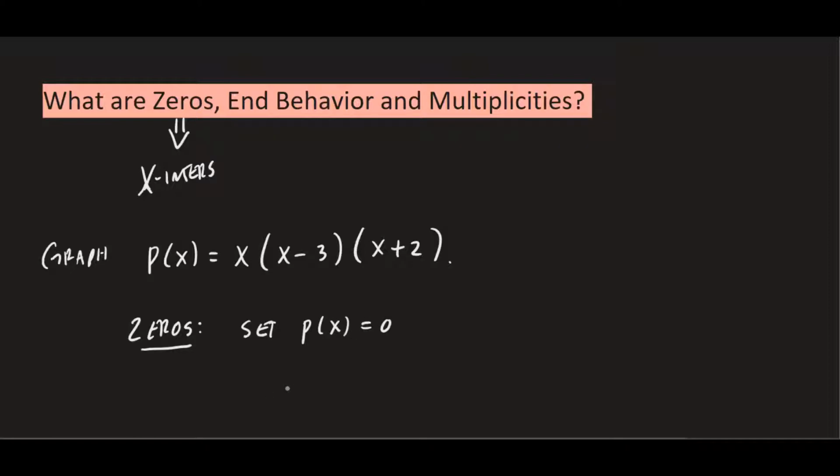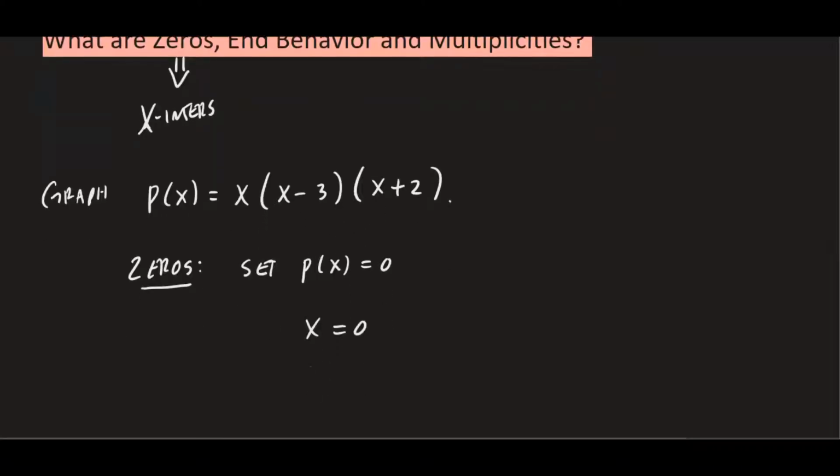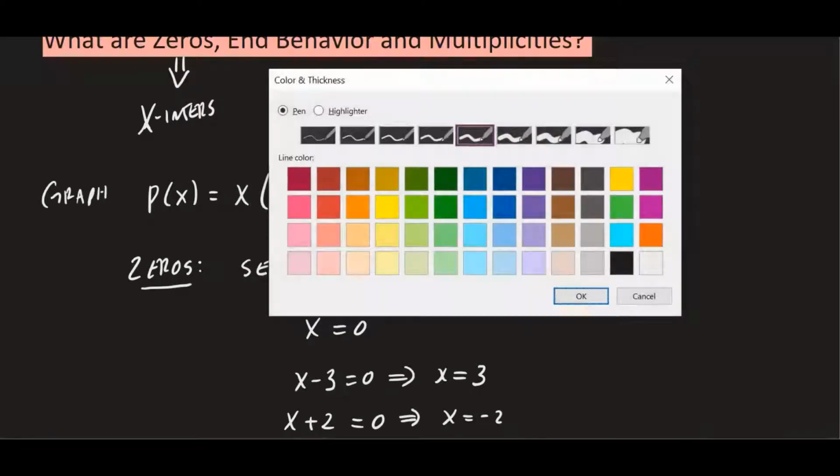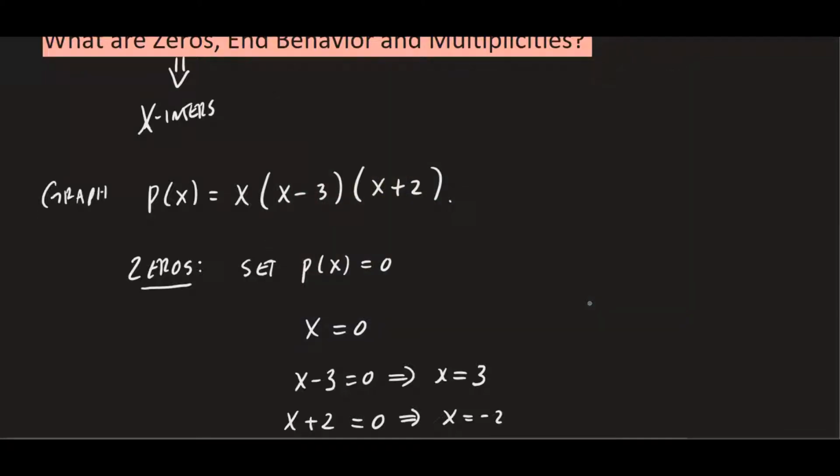So that would give us x equals 0. And that's the first factor. Then we have x minus 3 is equal to 0, which will give us x equals 3. Then we take the second factor, set it equal to 0. x plus 2 is equal to 0, which will give us x equals negative 2. So the zeros for this given polynomial are x equals 0, x equals 3, and x equals negative 2. So these are the x-intercepts for this given function.